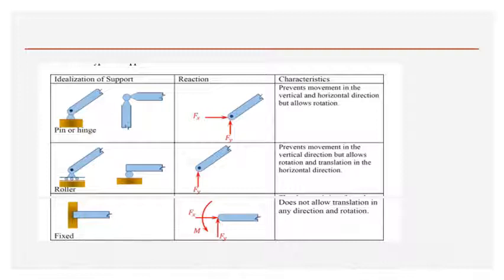Roller support, depending upon the position of the roller, offers only one reaction perpendicular to the line of contact. It prevents the motion perpendicular to the line of contact. It is not necessarily the vertical movement. It prevents the motion perpendicular to that line of contact of the roller support.